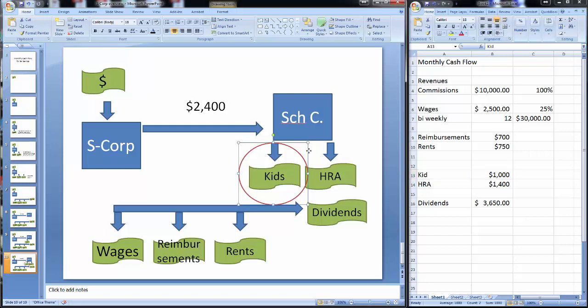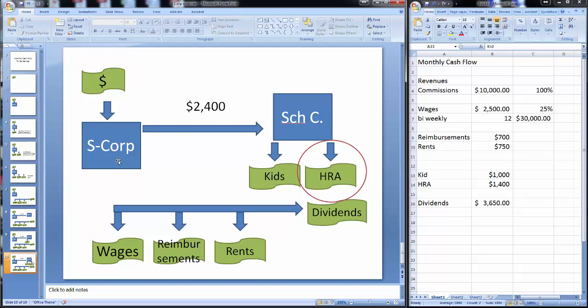The next one is the HRA, the health reimbursement arrangement. This is for a spouse. If you don't have a spouse, you can't run it through the Schedule C. You'd have to run it through a separate C corporation. We're not going to get into that. That's too much for this video. But the health reimbursement arrangement through the Schedule C is if you have a spouse, that the spouse can then be an employee of the Schedule C, right?